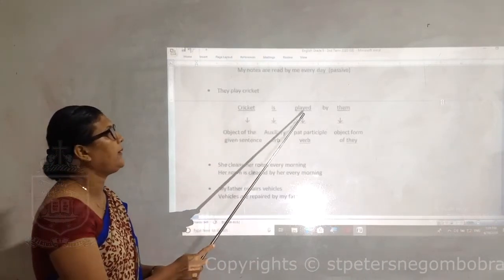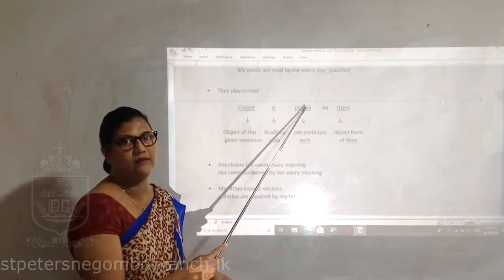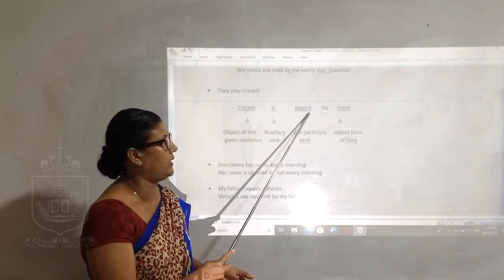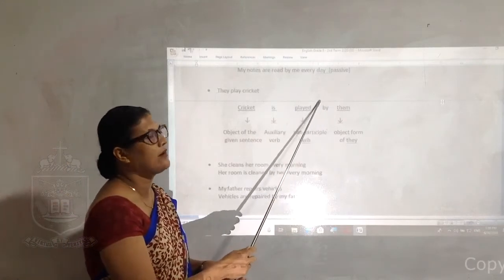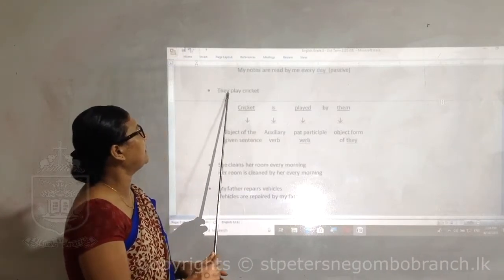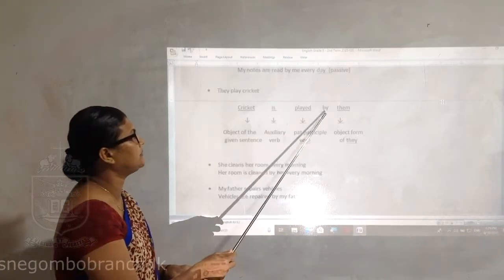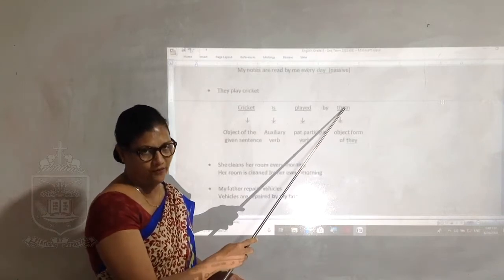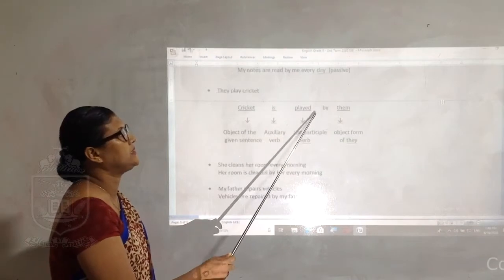Cricket is played. This is the past participle form of play. When you go to the list, you will find this word in the third column. Is played. Cricket is played. Now we will have to add the word by. Then they, this subject, is a pronoun. So after the word by, this pronoun will become the object form. They, them, by them. Cricket is played by them.